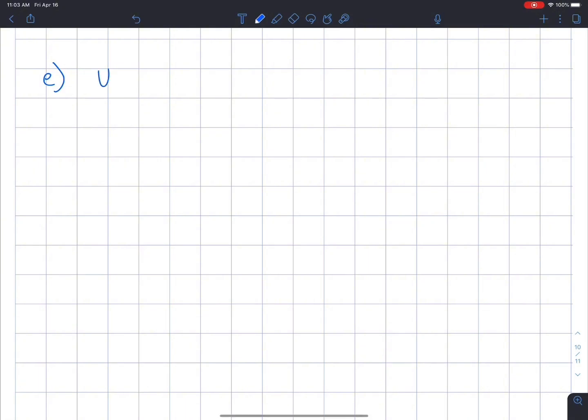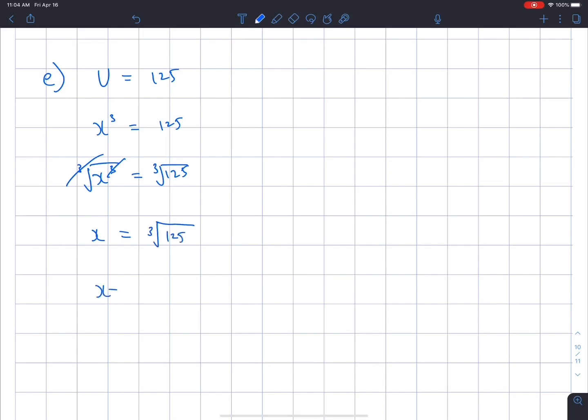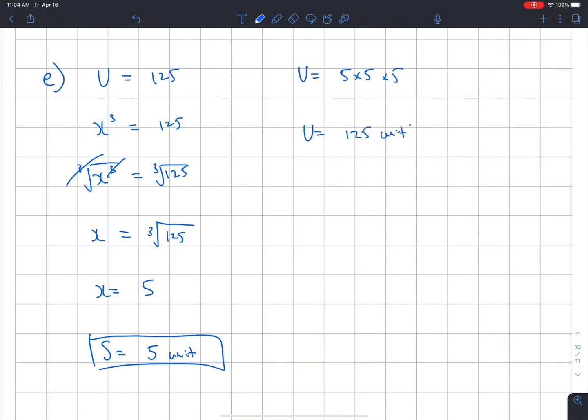E. So in E, we were told that volume is 125. We know that volume is just x to the power 3. So to find x, we would just cube root both sides. Same as with square root, cubic root and to the power 3 also cancel each other out. You're left with x equals the cubic root of 125. And the cubic root of 125 is 5, because 5 times 5 times 5 is 125. So side length is 5 units. The volume will be side length times side length times side length, which is 125 unit cube.